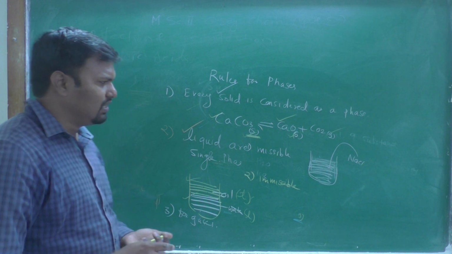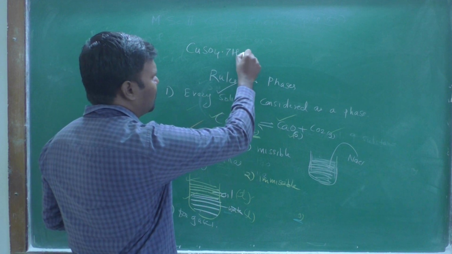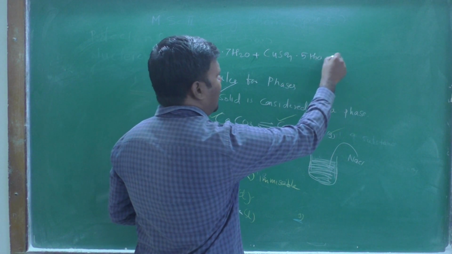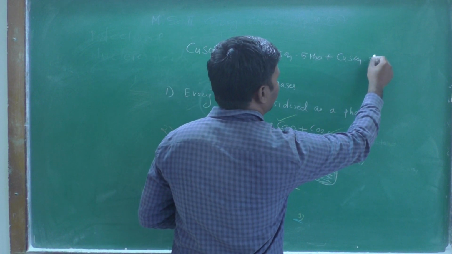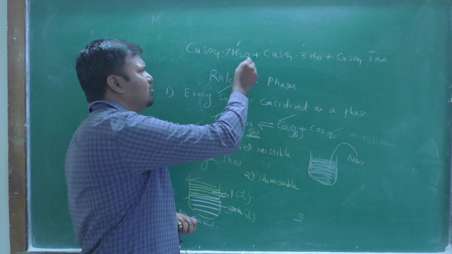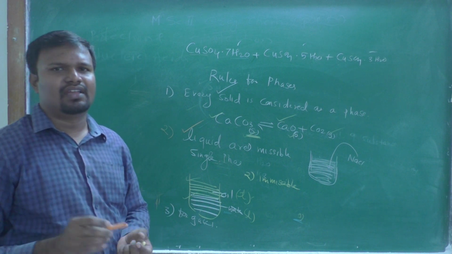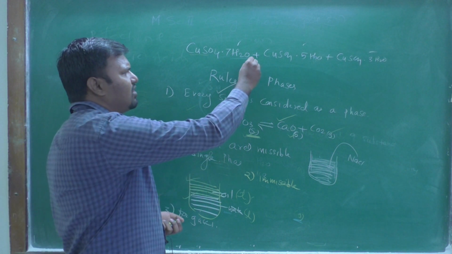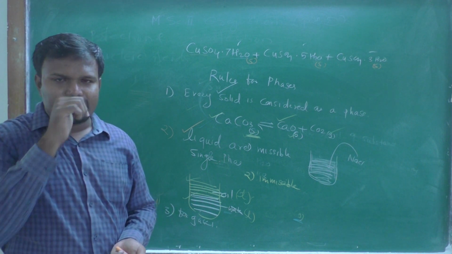Another important thing is if there is a hydrate compound, for example CuSO4 7H2O is present, and CuSO4 5H2O is present, and third CuSO4 3H2O is present. If there is such a hydrate mixture, H2O means if there is H2O it is a hydrate. A hydrate is a compound associated with H2O. Therefore, each hydrate is considered as a single constituent. Each hydrate is a solid, so each hydrate is considered as a single phase.